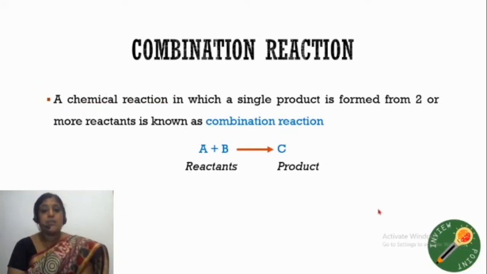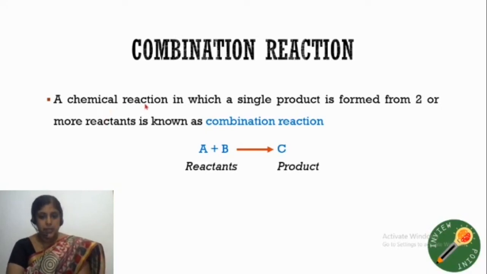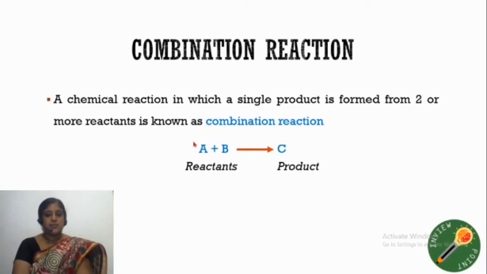Now let's discuss what a combination reaction is. A combination reaction is a chemical reaction in which a single product is formed from 2 or more reactants. Is it clear, students? Suppose A and B are the 2 reactants. These 2 react together to form a single product C. Such reactions are known as combination reactions.